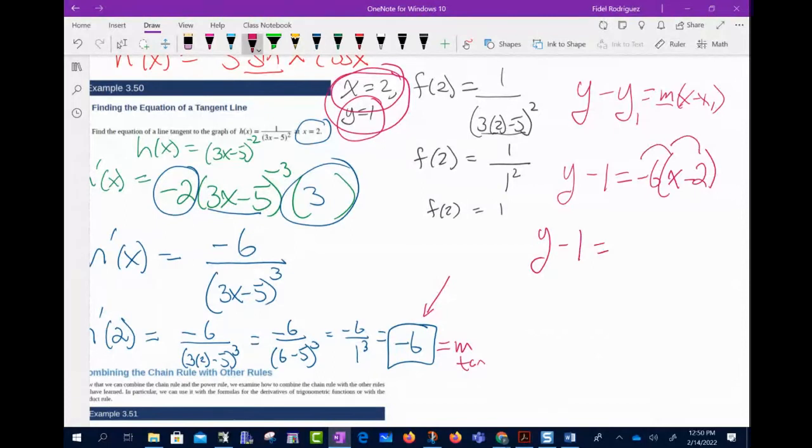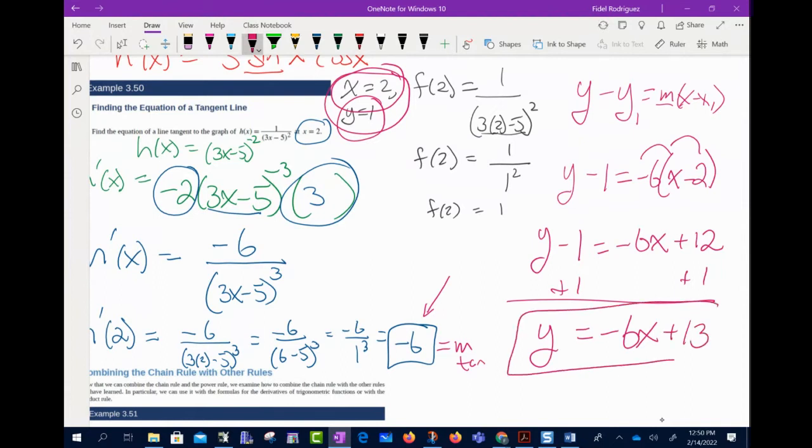Okay. Let's distribute our negative 6. That becomes a negative 6x. Everybody agree at positive 12? And then when we add 1 to both sides, we end up with y equals negative 6x plus 13, and there's the equation of our tangent line of that h of x when x is equal to 2. Okay.